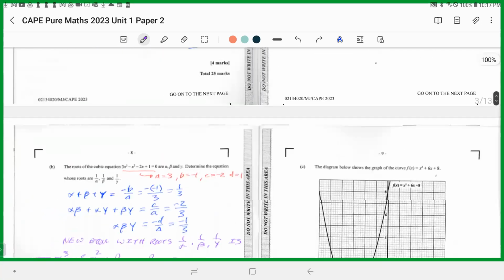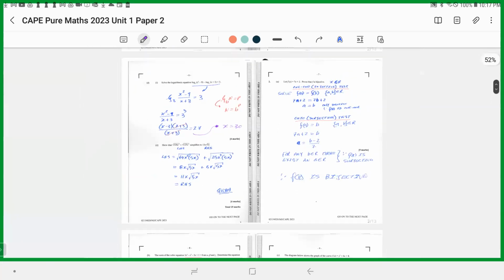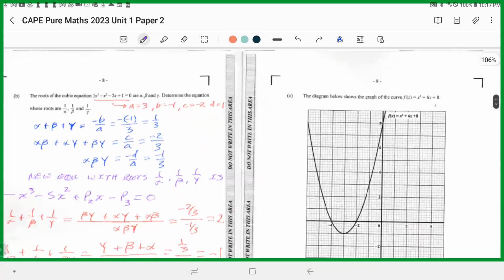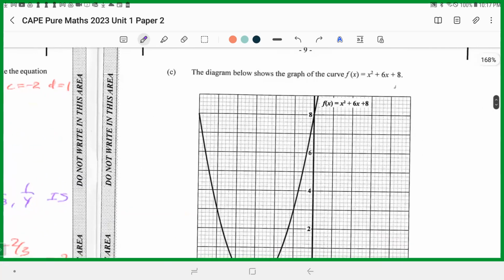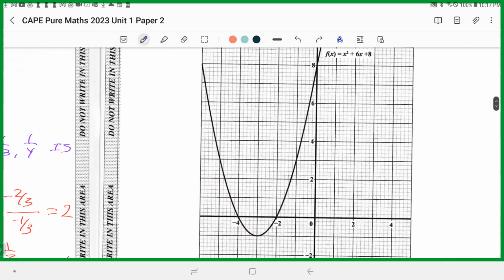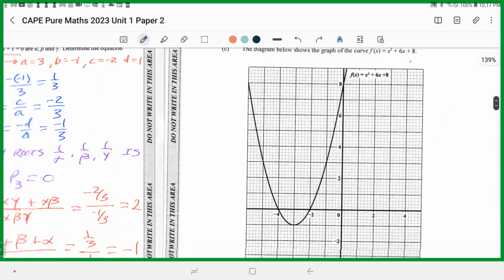All right, interesting. I'm not going to skip anything. All right, so far so good. This question says, the diagram below shows a graph of this. So this is a graph that is given to us right here, right? The quadratic graph. It crosses the y-axis at 8 right here, whereas it crosses the x-axis at 2 and 4, right? It's a smile graph. That's the minimum point.